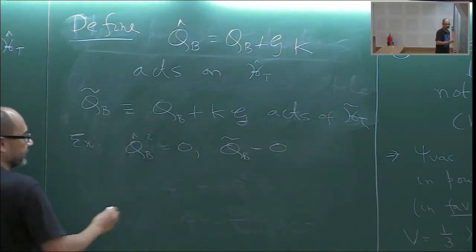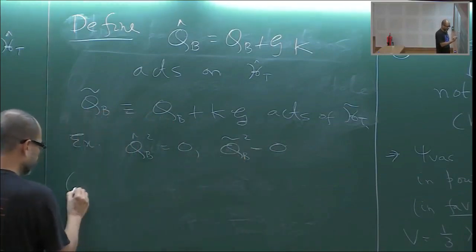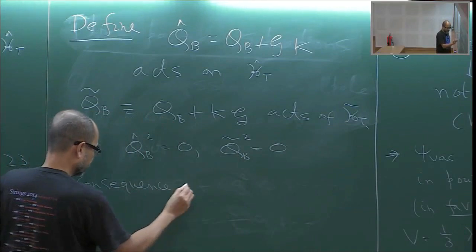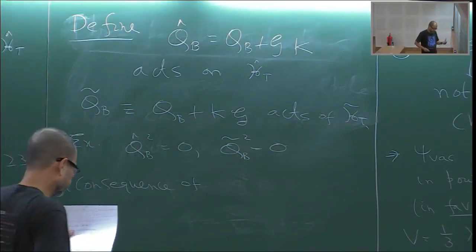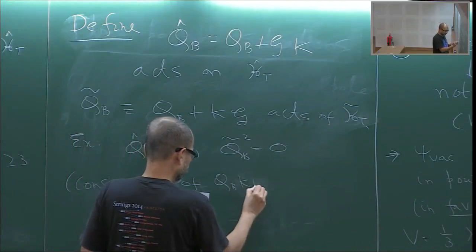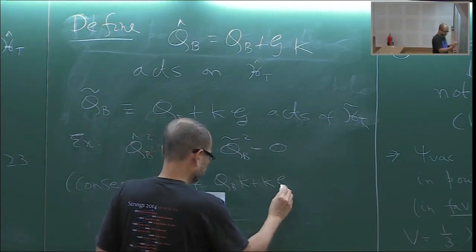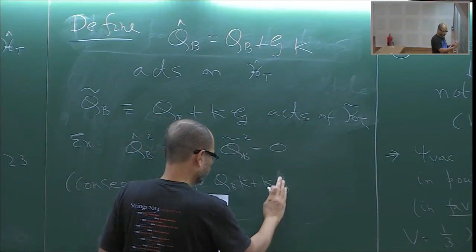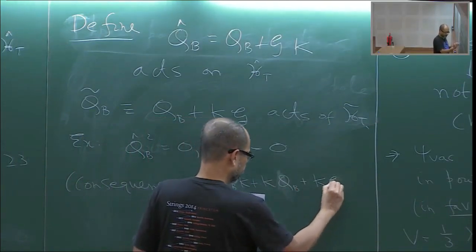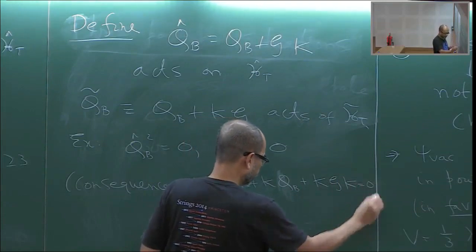This is a consequence of the following identity. Basically, what one can show is that QB K plus K G plus K QB plus K G K equal to 0.